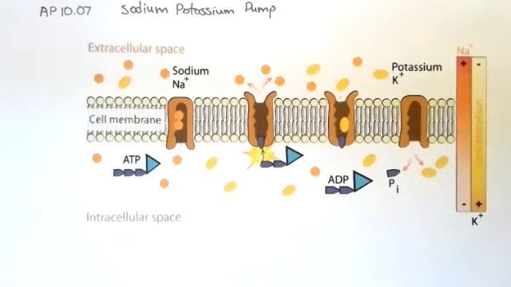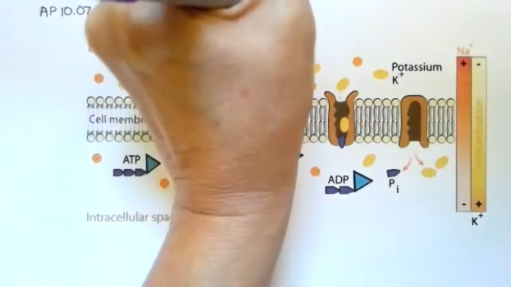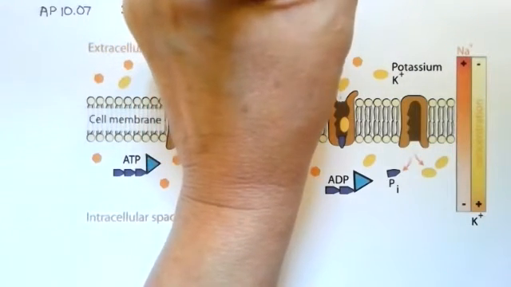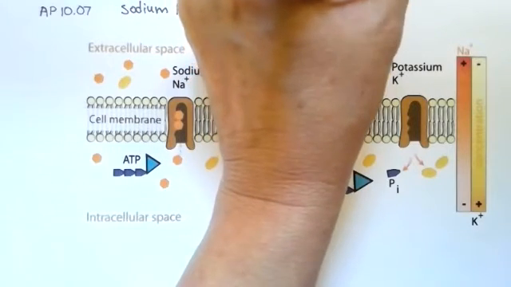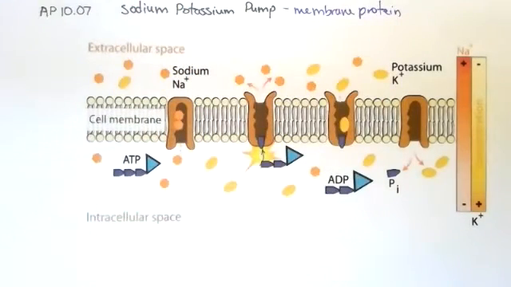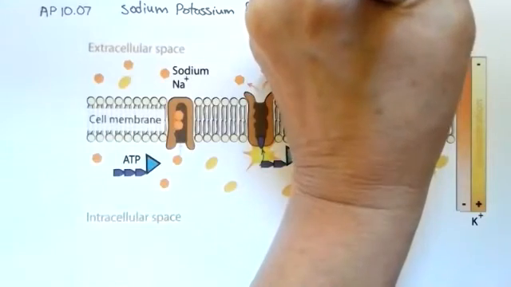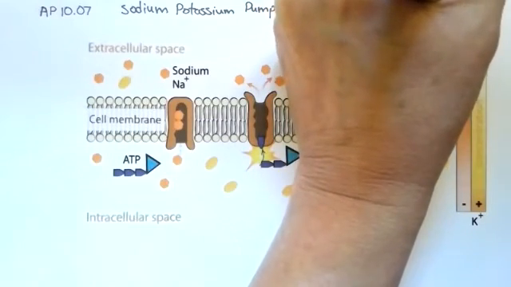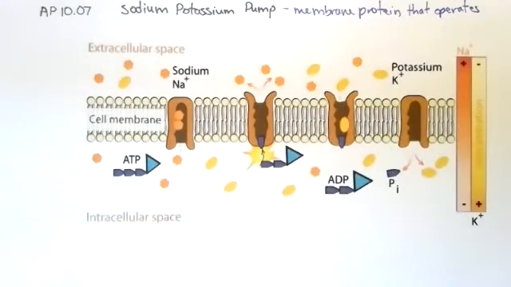All right, this is Anatomy Physiology lesson 10.07 over the sodium potassium pump. And what we had said in the previous videos was that the sodium potassium pump is a membrane protein. And this is not an example of passive transport. This is an example of active transport. So it's a membrane protein that operates via active transport.